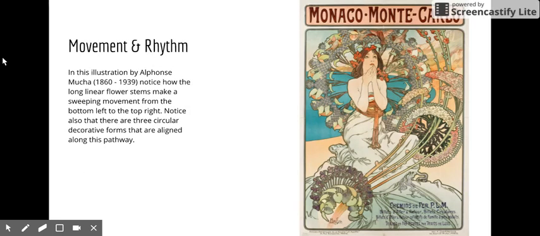In this illustration by Alphonse Mucha, notice how the linear flower stems make a sweeping movement from the bottom left to the top right. So we follow these stems through here. And then notice that these three circular floral motifs repeat along this same arcing passage. And then these curl up and surround the figure here.